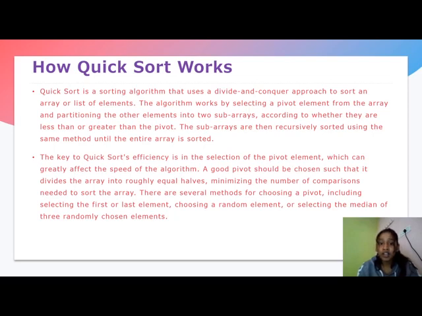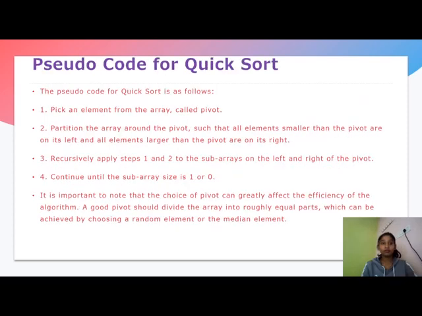The key of quicksort is selecting the pivot element, which can greatly affect the speed of the algorithm. A good pivot should be chosen such that it divides the array roughly in half and minimizes the comparisons needed to sort. There are several methods for choosing a pivot, including selecting the first or the last element, choosing a random element, or selecting the median of three randomly chosen elements. Now let us move on to the pseudocode for quicksort.